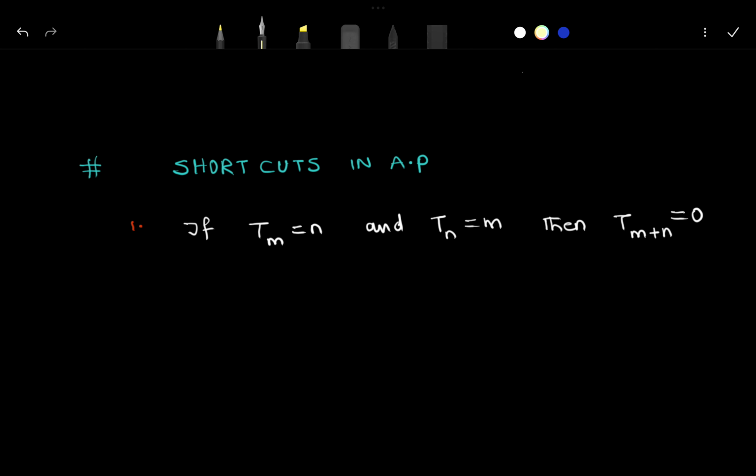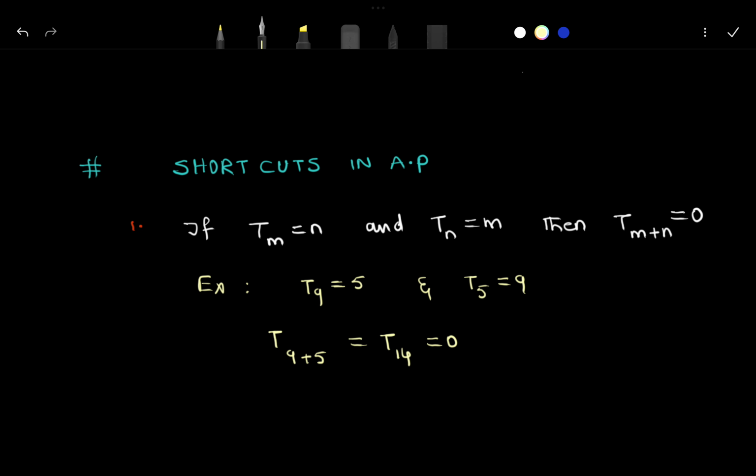if the ninth term is 5, and the fifth term is equal to 9, then what is the (m plus n)th term? That means 9 plus 5, which is the 14th term. Then T(9+5) is equal to T14. So the 14th term will always be equal to 0.